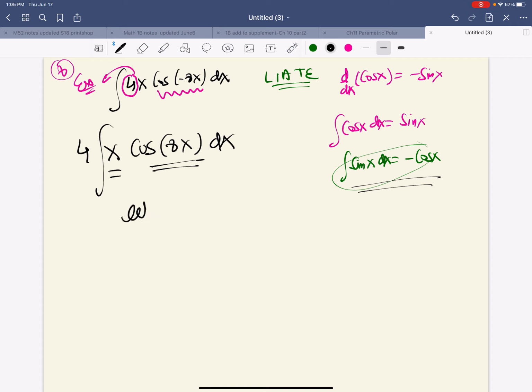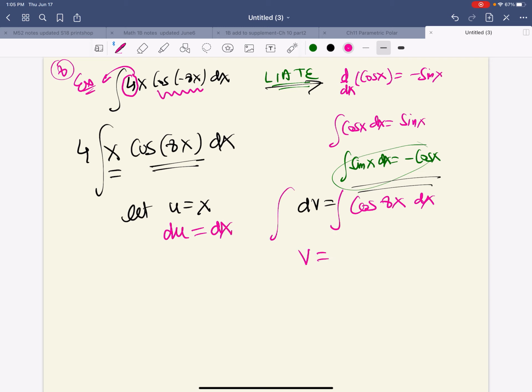So let u and dv. Use the LIATE to help you decide what's going to be your u. U is the one that comes first in the LIATE. It looks like an algebraic function, so u would be x and dv would be cosine of 8x dx. For the u, we're going to differentiate both sides. du is equal to dx. For v, we are going to integrate, and v would be the integral of cosine, sine of 8x divided by 8.